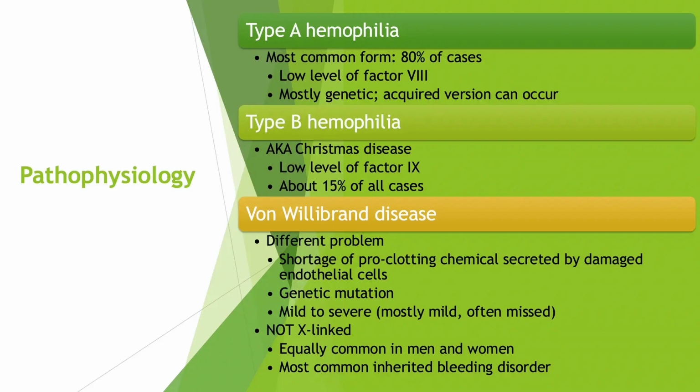Von Willebrand disease is a different problem altogether. It involves a shortage of pro-clotting chemicals secreted by damaged endothelial cells. It's a genetic mutation that can range from mild to severe, though it's mostly mild and often missed in diagnosis. Unlike types A and B, von Willebrand disease is not X-linked, meaning it's equally common in men and women. It's actually the most common inherited bleeding disorder.